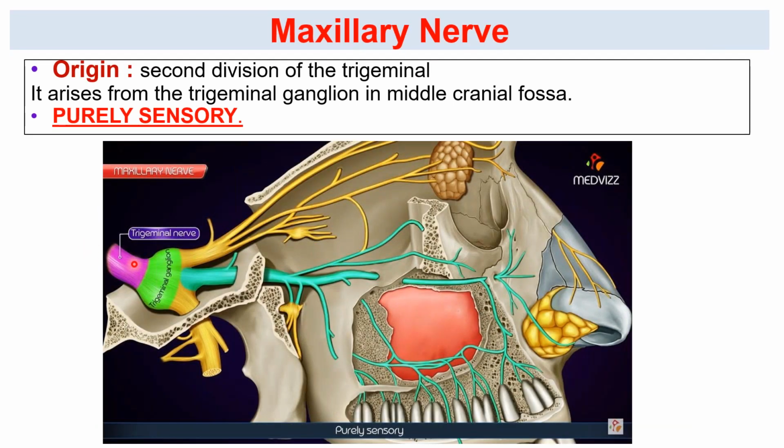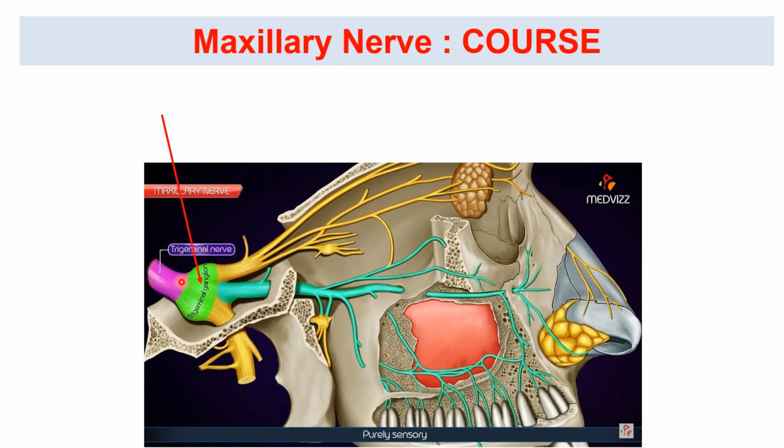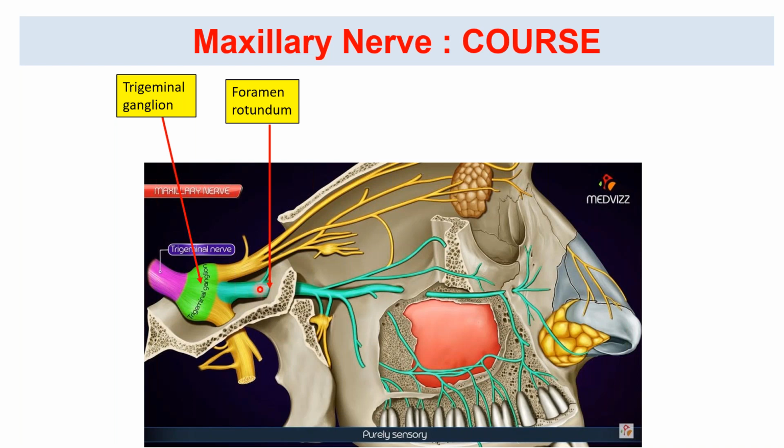The maxillary nerve arises from the second division of the trigeminal nerve, and it's a purely sensory nerve. Now let's see the course of this maxillary nerve. It starts from the trigeminal ganglion. It is the second division of the trigeminal ganglion. So this is the maxillary nerve from the trigeminal ganglion. It passes through the foramen rotundum, and through the foramen rotundum, now it has entered into the pterygopalatine fossa.